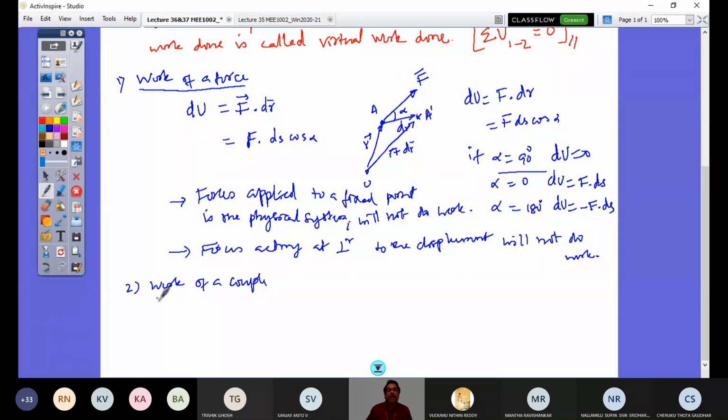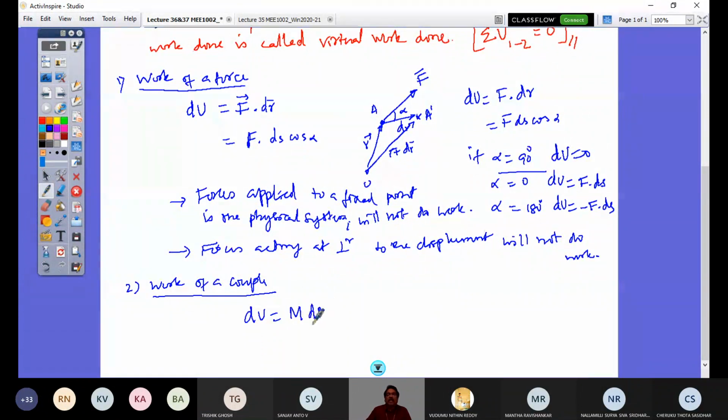You know, a couple is a couple moment produced by forces of equal magnitude and opposite sense, which are separated and parallel, right? That is what a couple is. So the work done by a couple moment would be defined as the couple moment times d theta.